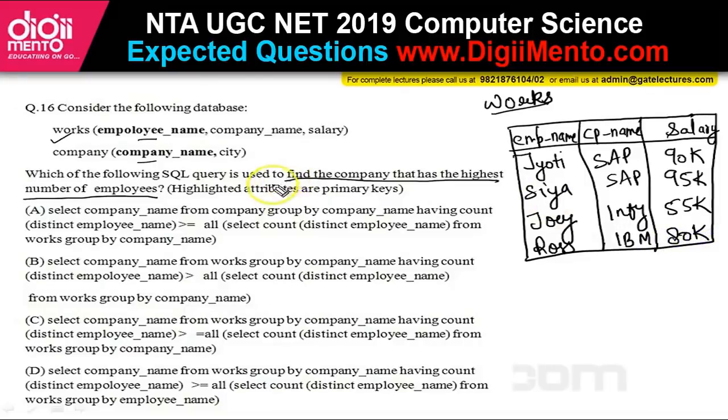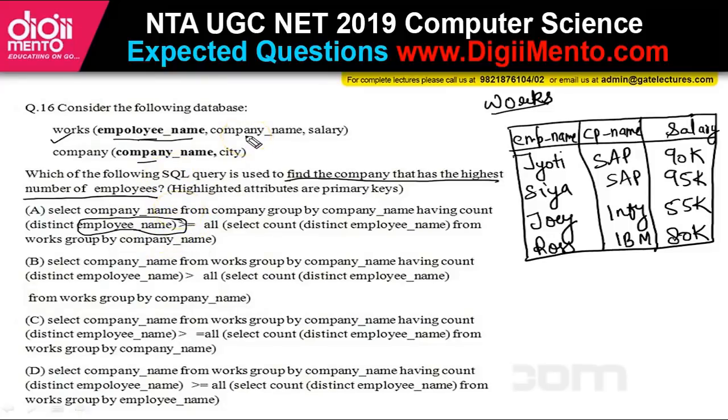Now they are talking about the company that has the highest number of employees. Why am I using only this table? You will find out. Now let's read the first query. They are saying select company name from company group by company name having count distinct employee name. Now here is the catch. They are categorizing on the basis of employee name, which is in the table works, not in table company. They are not even joining them or giving any referential integrity that company name refers to company name in table works, but they are using them all together. You cannot do this. You have to join the two tables, then only can you apply the queries together.